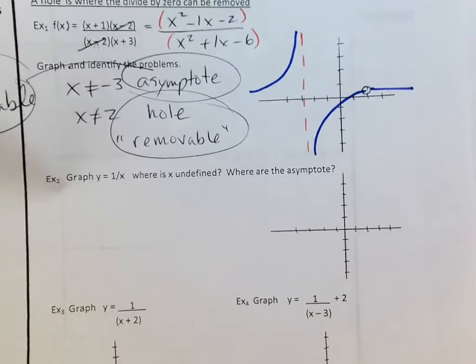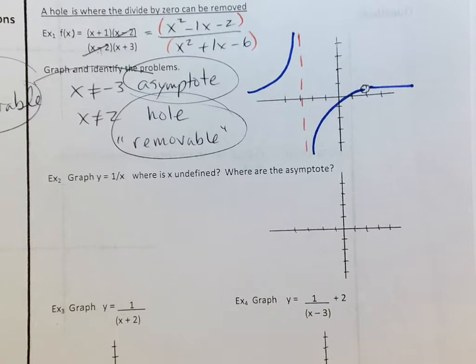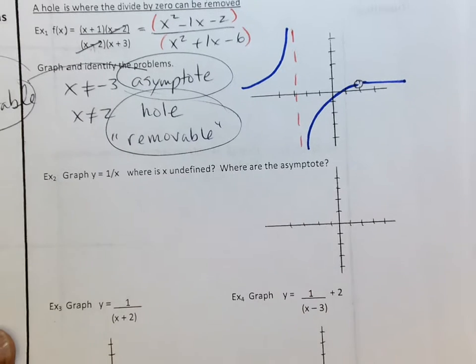All right, let's keep going. Okay, does that make sense? If it's removable, if you can cancel out the problem, it's a hole. If you cannot cancel out the problem, it's an asymptote. The problem is always this: don't divide by 0. Don't make Cookie Monster sad, okay? All right, let me keep moving on, okay?